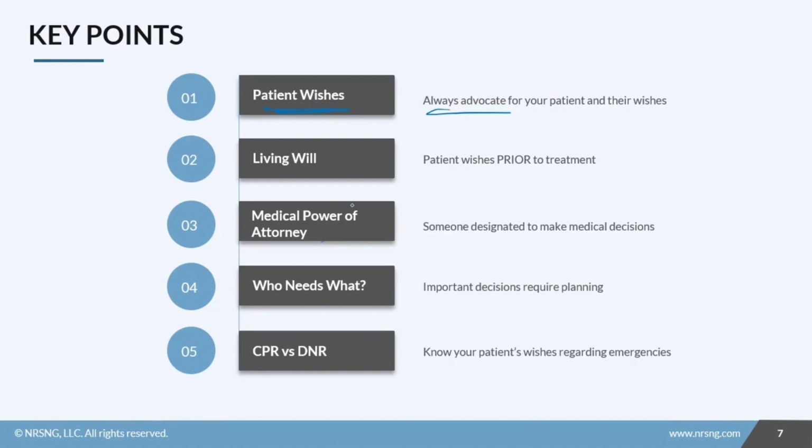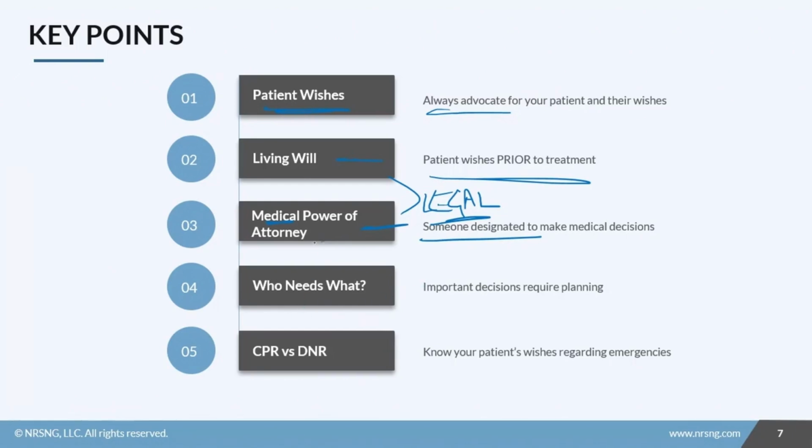The other thing that we need to look at are living wills, and that these are things that are made prior to treatment. It's an outline of the care they want, whereas a medical power of attorney is someone designated to make medical decisions for the patient in the event that they can't do it. These are both legal documents, so we want to make sure that we understand the ins and outs of those. Also, we can't use a durable power of attorney. It always has to be a medical power of attorney.